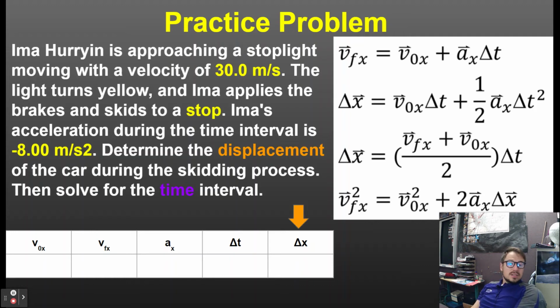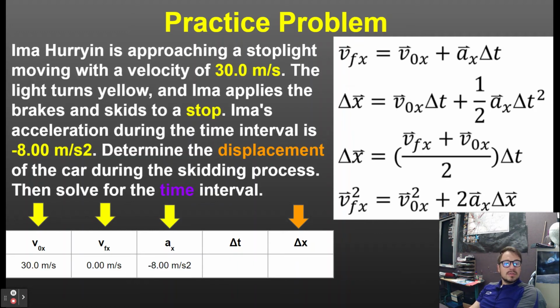So it's asking us to find the displacement. That's the first step: what are we being asked to find? The displacement. Now I have to ask myself, what three variables do I know? I know the initial velocity, which is 30 meters per second. I know the final velocity, and this one's tricky. It comes to a stop, so it's 0, and the acceleration is -8 meters per second squared.